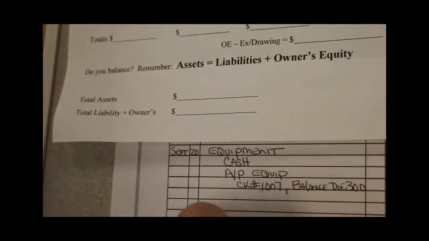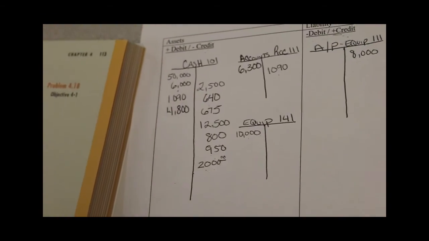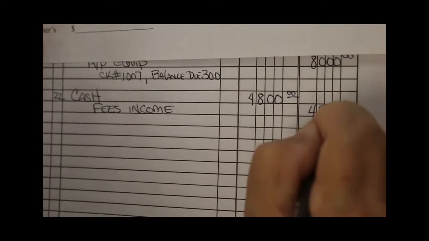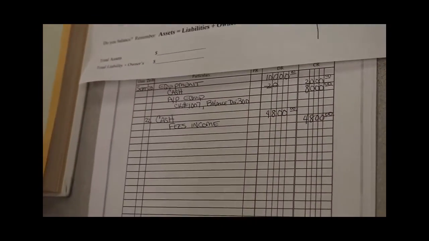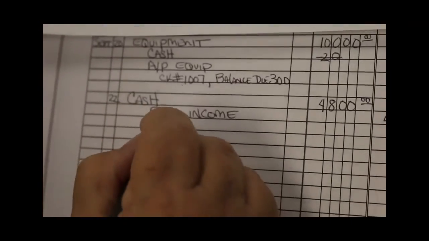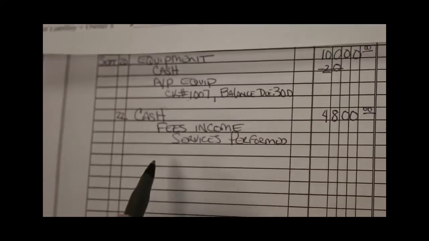The date, 22nd. What account got debited? Over here, cash. Cash got debited. So we're going to write cash. How much? 4,800. Okay. And what account got credited? Our fees income. That's credited, 4,800. Okay. All right. It didn't give us any check number or anything, so that's all we got. I could say services performed. Okay. All right, next one.